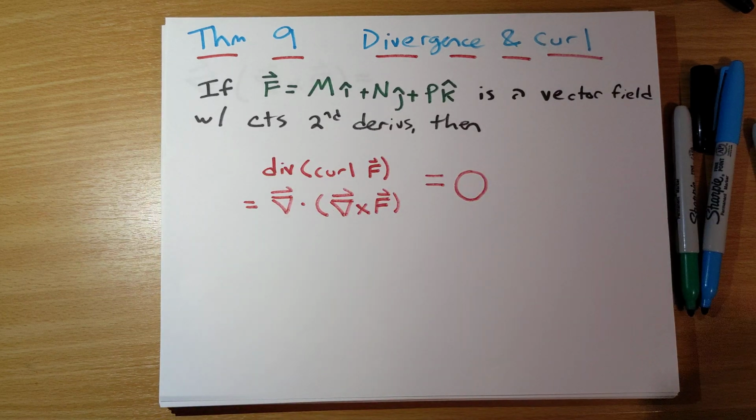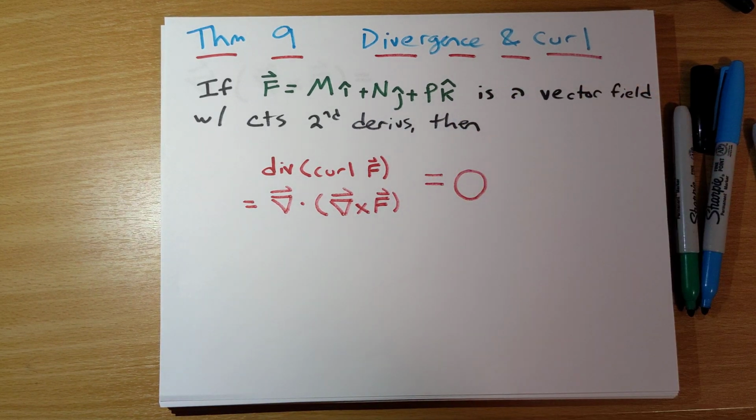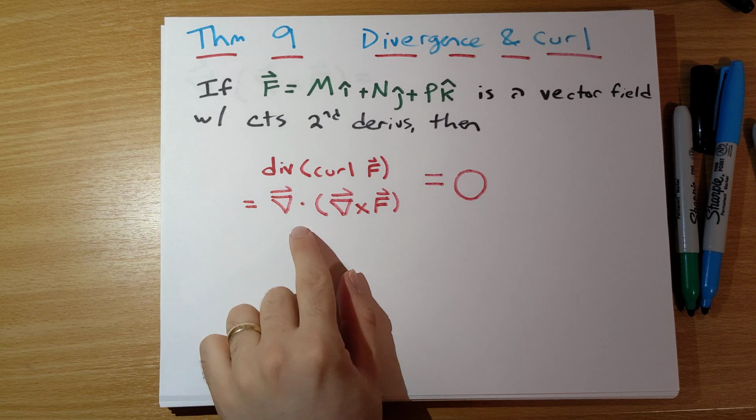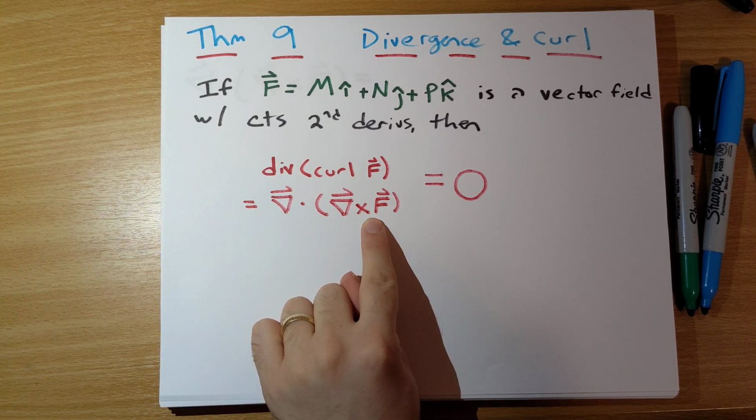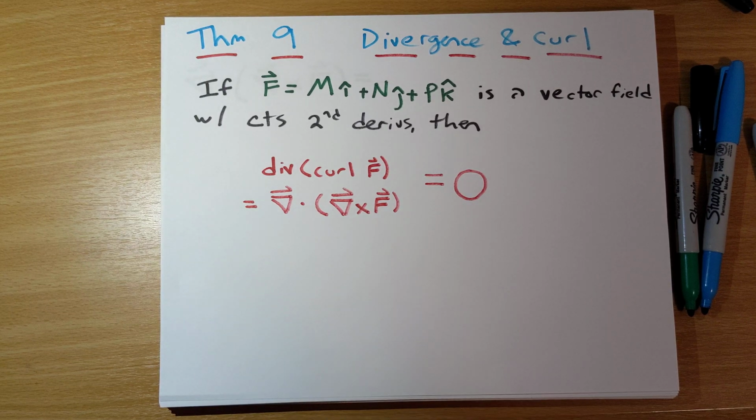And we're going to do this in the following way. What this says down here, if everything is what you're expecting it to be, is that if you take the curl of a vector field and then take the divergence of that, you're guaranteed to get 0. If you take the curl of any vector field and then take the divergence of that, you're guaranteed to get 0.